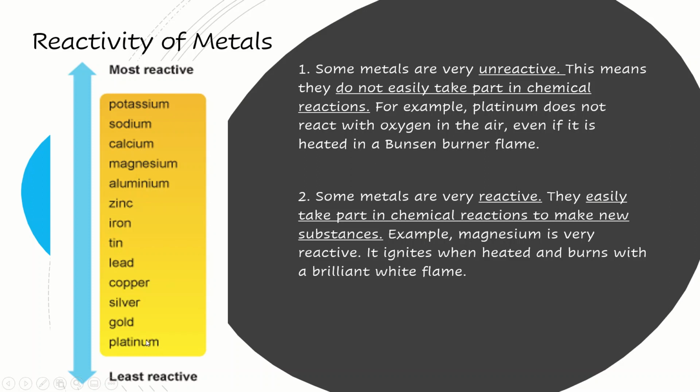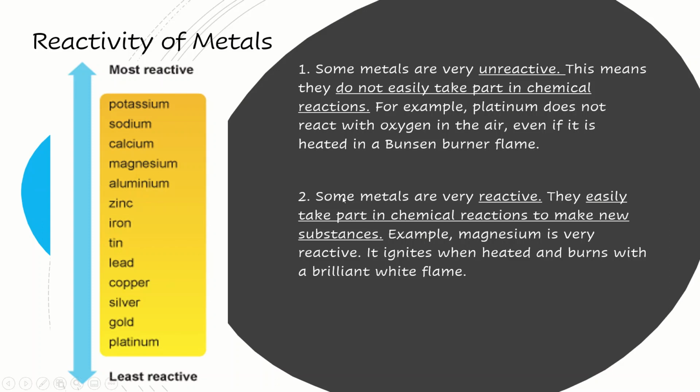Maksudnya platinum ni adalah sejenis logam. Dia tidak bertindak balas dengan oksigen. Tidak bertindak balas dengan oksigen di dalam udara. Kalau kita panas sekalipun menggunakan Bunsen burner, dia tidak bertindak balas juga. Okey, samalah juga dengan gold, silver. Gold ni emas. Emas dan silver selalunya kita gunakan untuk buat perhiasan. Kenapa dia boleh digunakan sebagai perhiasan? Sebab sifat dia yang tidak reaktif dengan udara, dengan oksigen.